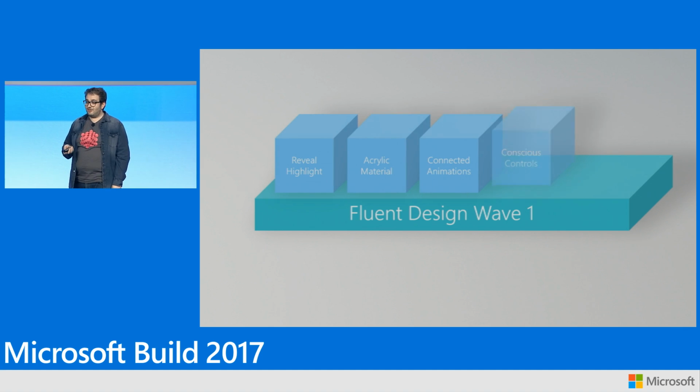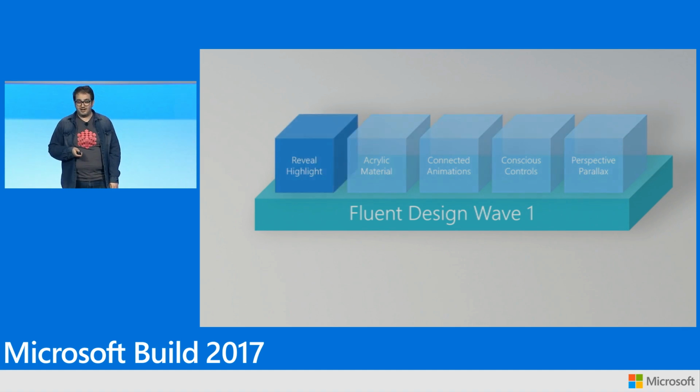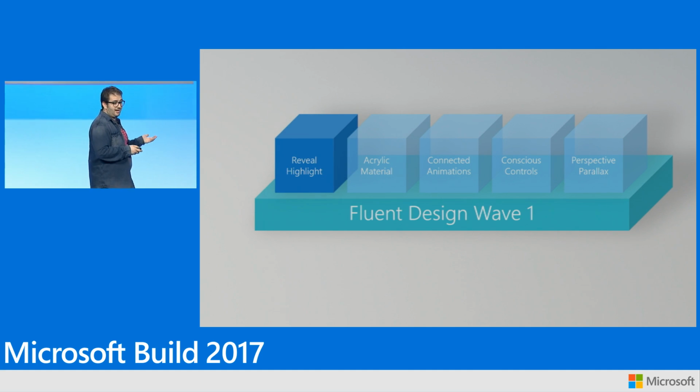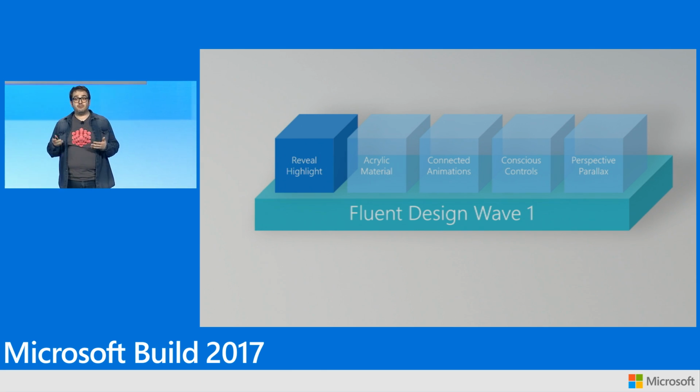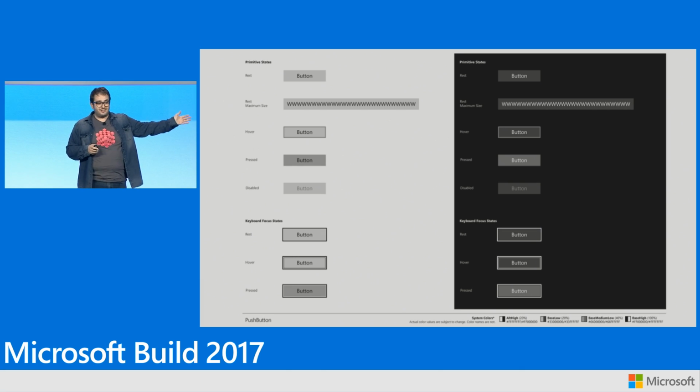So let's dig into some of the specific innovations and things that are available in this first wave of Fluent Design. I want to start with what we call Reveal Highlight, which is a new interaction visualization that uses that notion of light that Bo talked about. Does anyone know what this is?